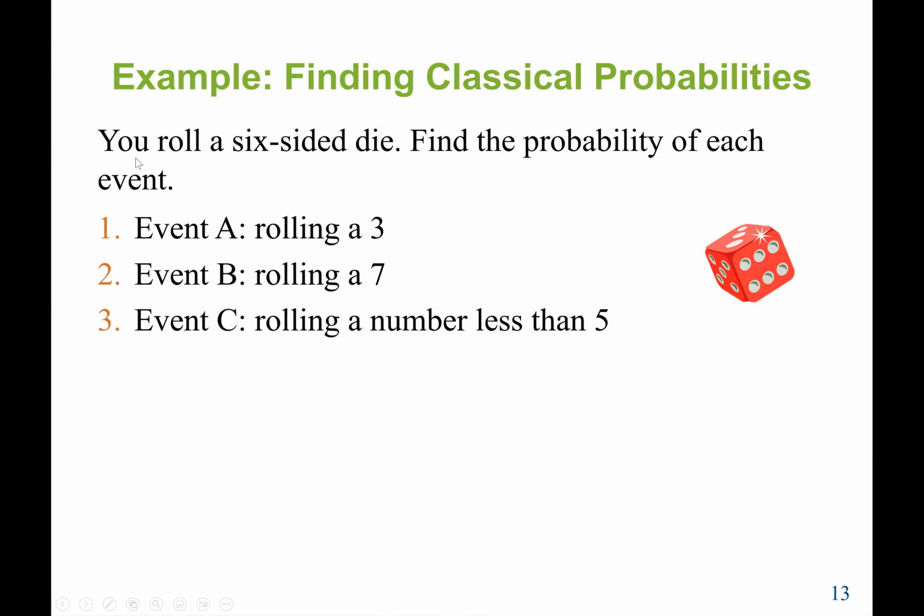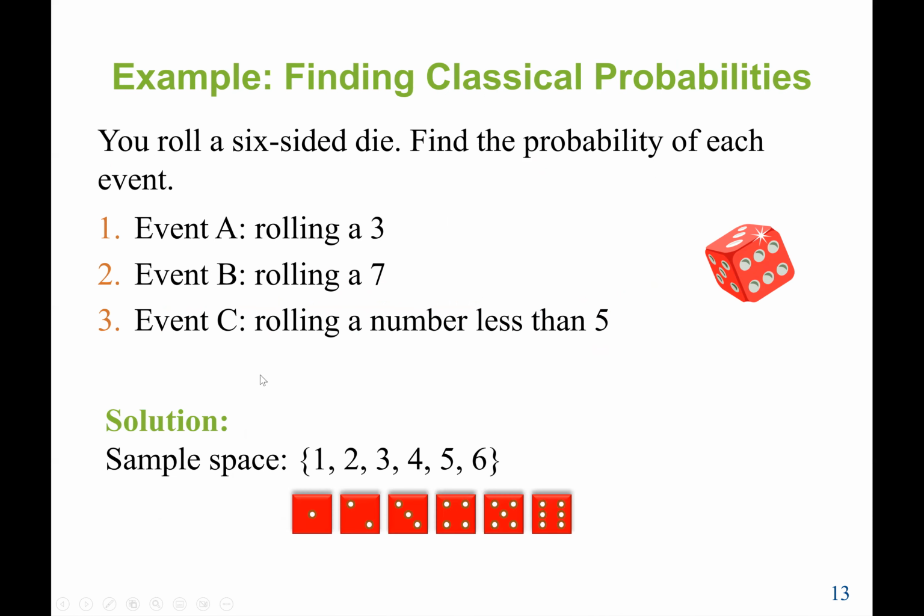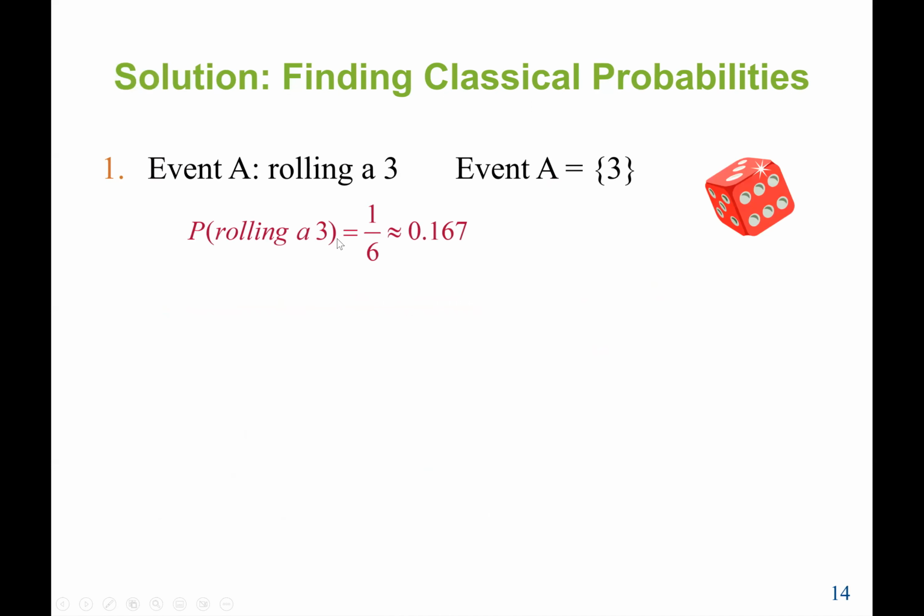So that's the example here. Here they say we should roll a 6-sided die. We should find the probability of each event. Event A is rolling a 3. So we have only one 3, and the whole sample space will be 6. So the answer will be 1/6. The probability of rolling a 3 will be 1/6.